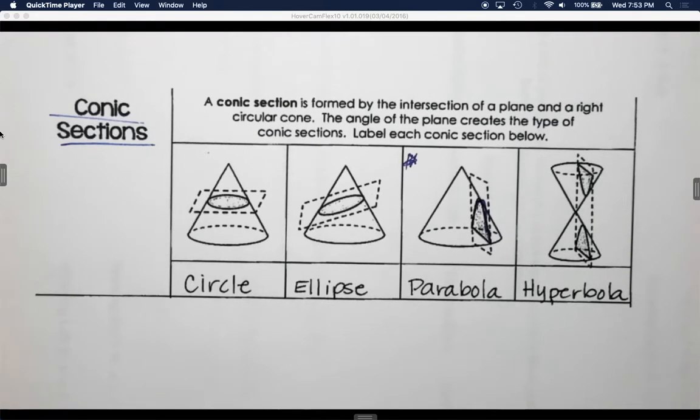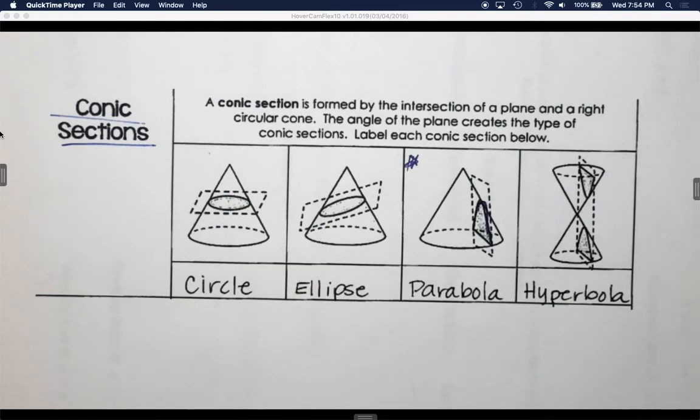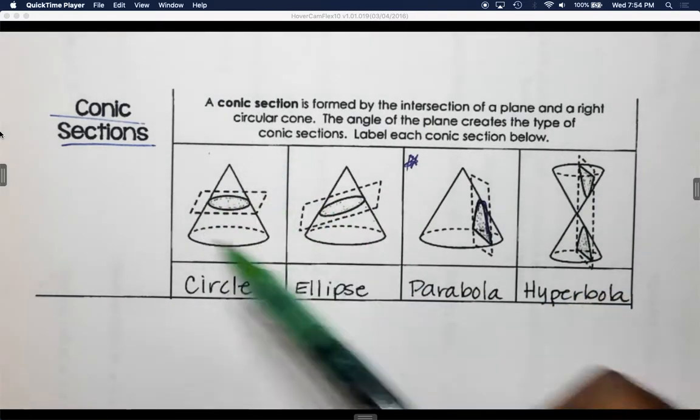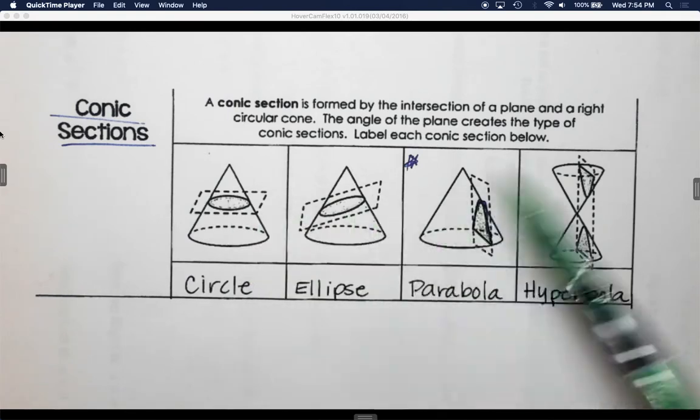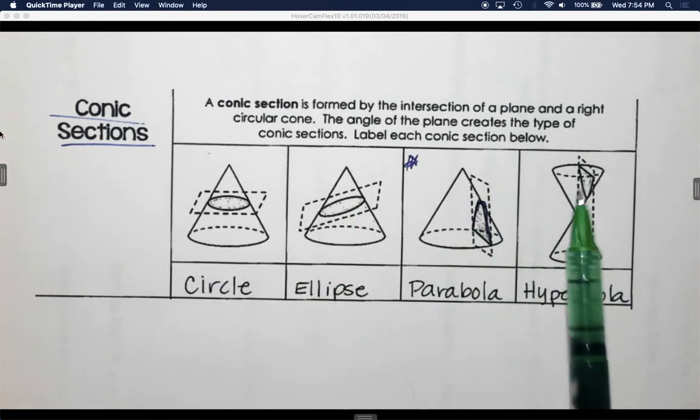So what is a conic section? A conic section is literally just when you have a plane intersecting a cone. Now depending on how that plane intersects that cone, you're going to be given 4 different types of shape. You're either going to get a circle, an ellipse, a parabola, or a hyperbola.